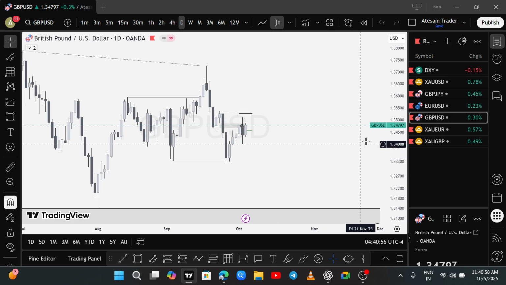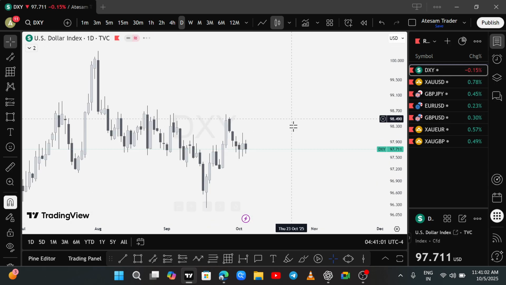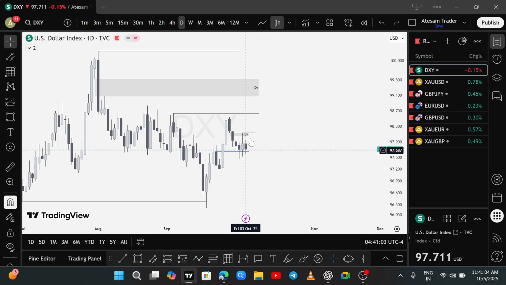So after Monday, we will see how this price action develops on the dollar also. Dollar, we are not sure what it wants to do. It's now ranging. So we need to wait for this range to be taken out.